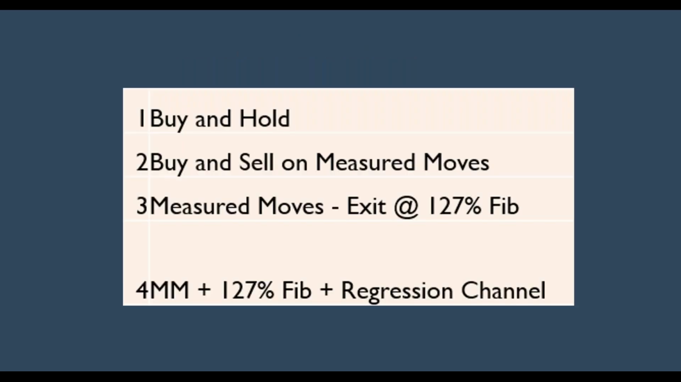Now, what I want to do is go through a little exercise, and I'm going to use a year on the SPY, the Standard & Poor's 500. First of all, I'm going to look at buying and holding. The second thing is we're going to buy and sell on measured moves. The third is I'm going to use measured moves and then get out when I get to the Fibonacci of 127. And the fourth one is I'm going to have the first three.